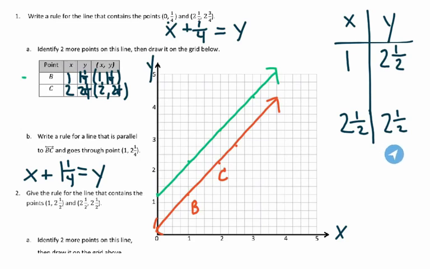So the students might have a hard time seeing this rule at first, but hopefully they'll notice that 2.5 here and then 2.5 here is the same. So the rule is actually quite simple. The rule would be y is equal to 2.5. So using that information, they can go ahead and finish the rest of question number 2.